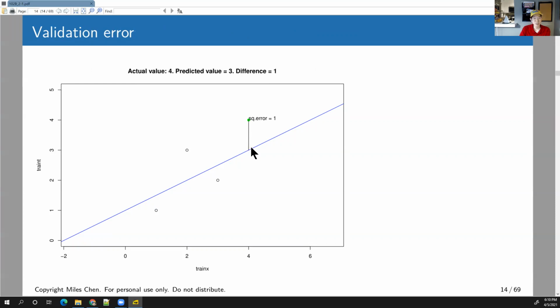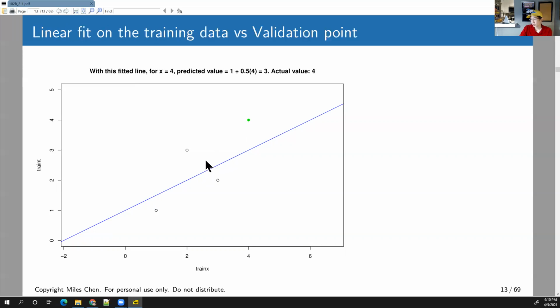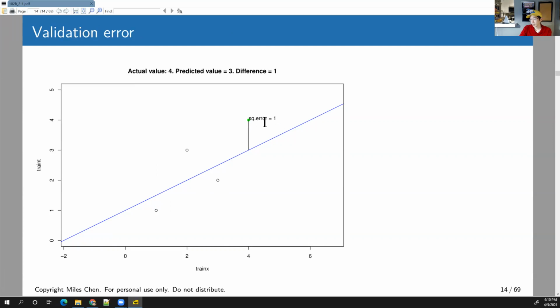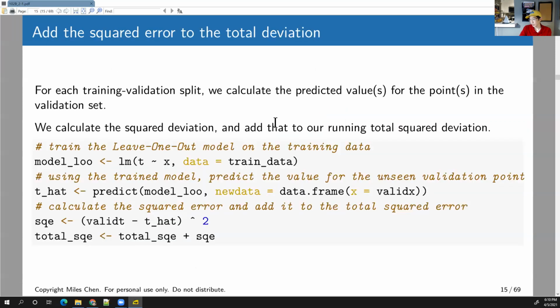Does that make sense? What's going on here as far as where this blue line came from? The blue line came from fitting a linear model just to these 3 data points. Then we calculate the squared error, and we get a squared error of 1 here.